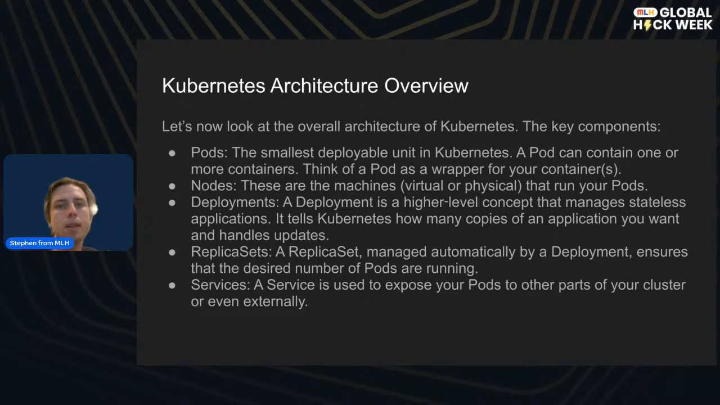And then deployments is a higher level concept to manage your applications, and tells you how many copies of an application you want, and handles updates. So this is how we serve the application to the users. Replica sets are managed automatically by a deployment, and make sure that the desired number of pods are running. And then services are used to expose your pods to other parts of your cluster and even externally. So we could serve the content on the pods as a web app to a client, for example. And so that's just a basic overview.